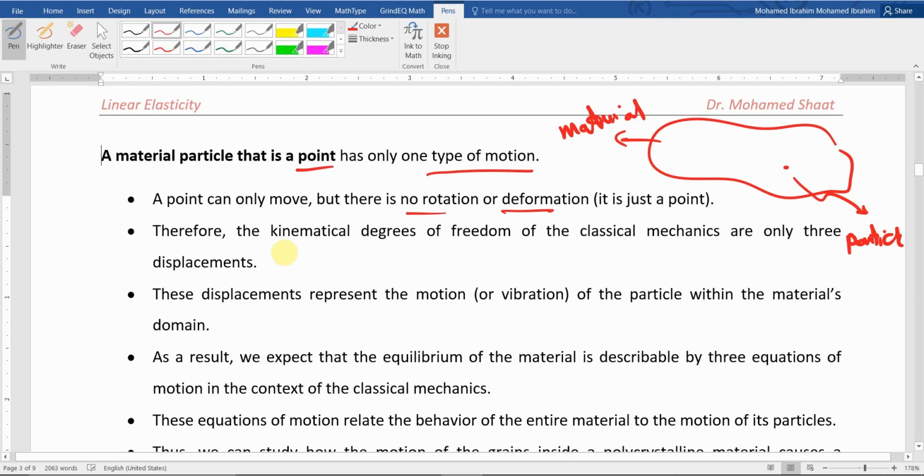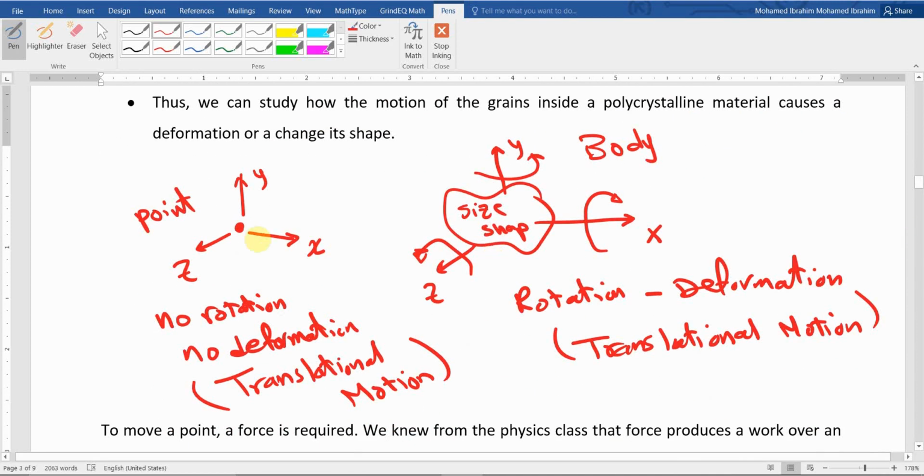Therefore, the kinematical degrees of freedom. What are the degrees of freedom? These are the possible types of motion that any object would exhibit. Like a point, it can only move along x, along y, along z. So we're going to say that the point has only 3 degrees of freedom. And these 3 degrees of freedom are displacements. It means that you're going to have a displacement of this point along x, along y, along z. So in total here we have 3 degrees of freedom.